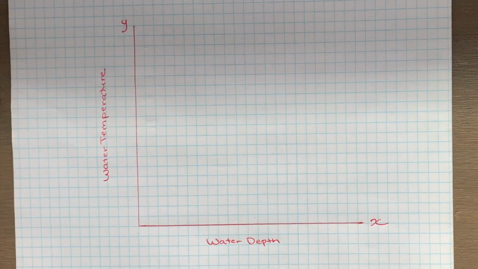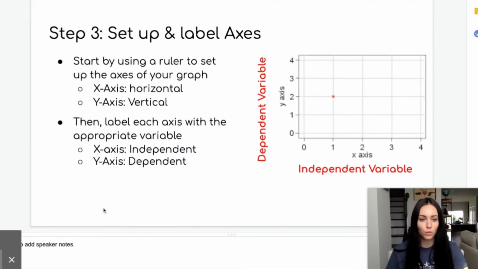One small thing to note is that you want to make sure that you place your labels far enough away from the actual axis that you will have space to label your interval. Now, once we have our axes set up and labeled, we're ready to move on to the next step.